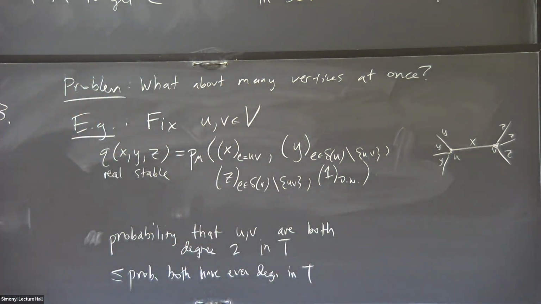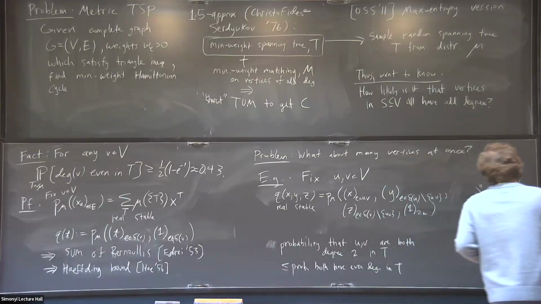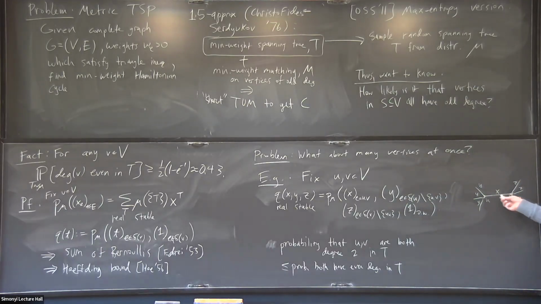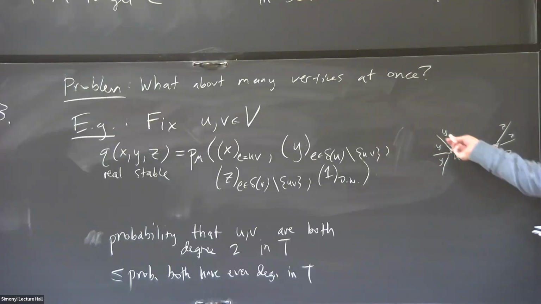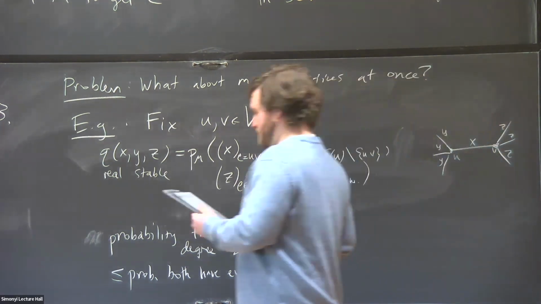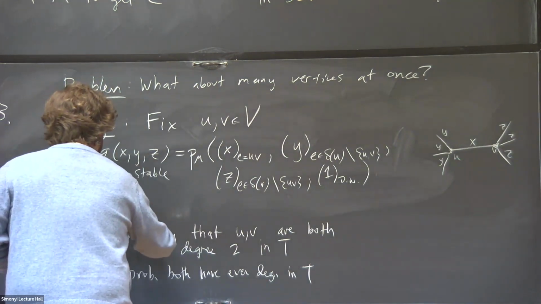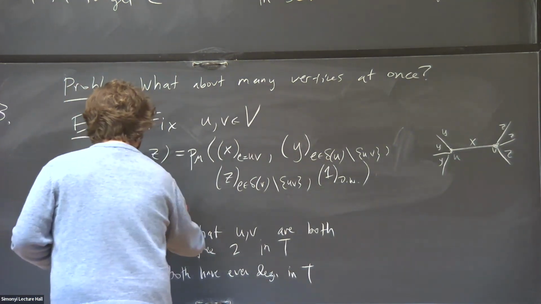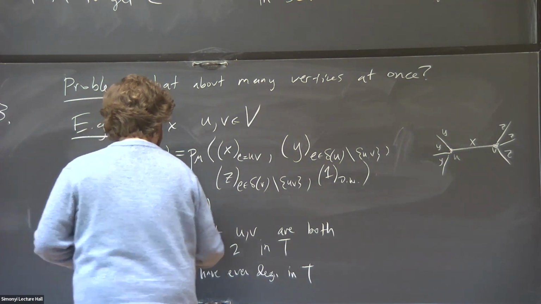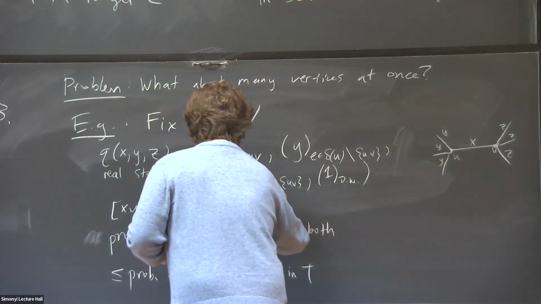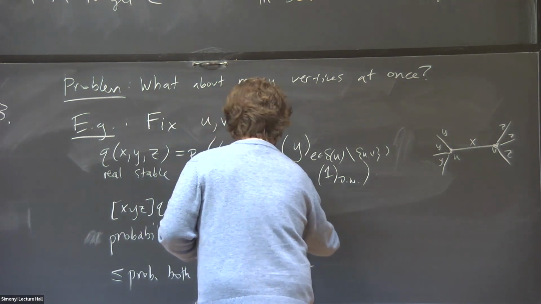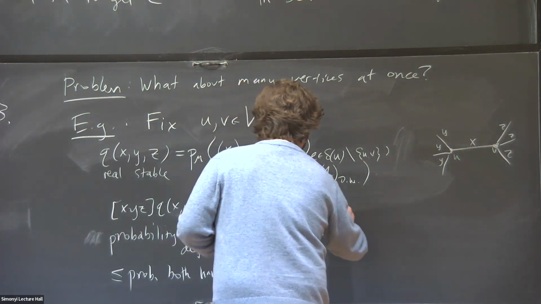The quantity that corresponds to this in this polynomial can be given as follows. Well, if they're both degree 2, there's sort of two ways that can happen. Either this edge is in the tree, and then the number of edges otherwise coming out of u and v are each 1, or this edge is not in the tree, and these other edges coming out are equal to 2 each. All right, so this is just the x, y, z coefficient of Q(x, y, z), plus the y squared, z squared coefficient of this polynomial.